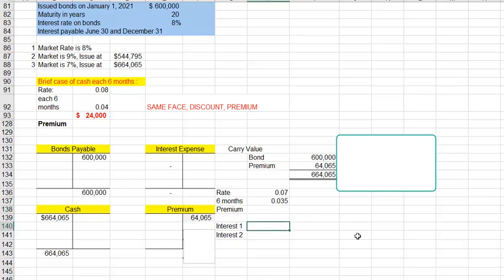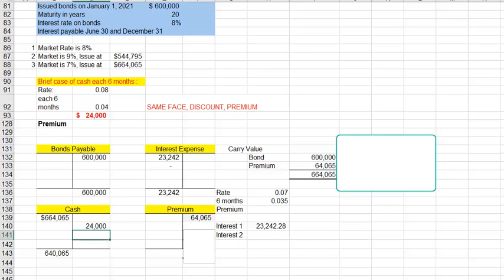Now, let's calculate our interest for the first period in June. We are going to take our carrying value times our 6-month market rate. This is going to give us $23,242. What will our briefcase of cash be? It will always be the $24,000 as calculated up here. So we're increasing interest by $23,000 and decreasing our cash by $24,000.